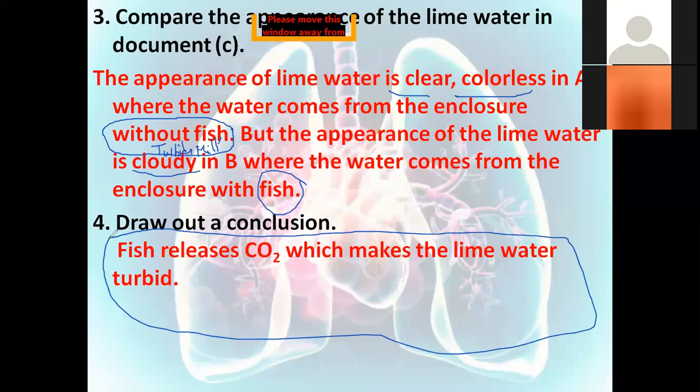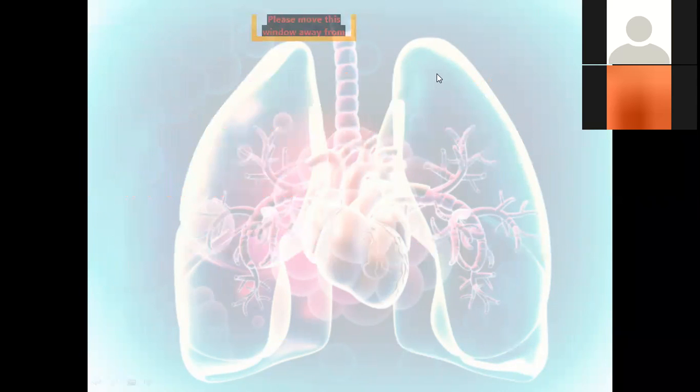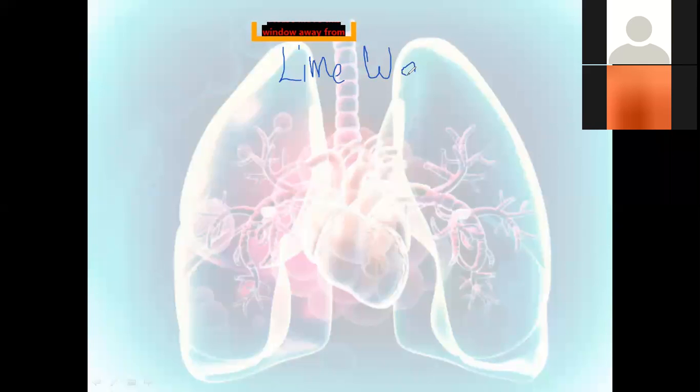So here we can conclude that in order to test the presence of carbon dioxide, what do we have to do? First, we have to bring the lime water. Lime water test is done to identify the presence of CO2. So as a conclusion, let's write it here: the lime water test is done to identify the presence of CO2.